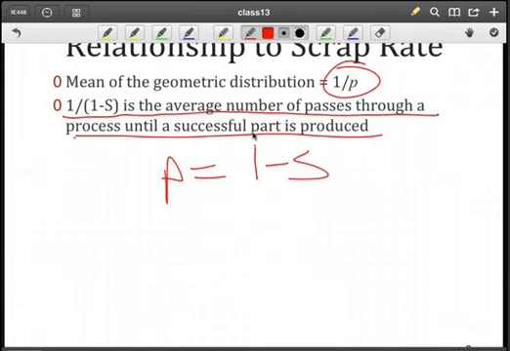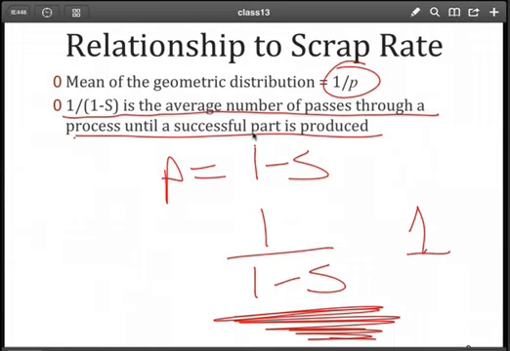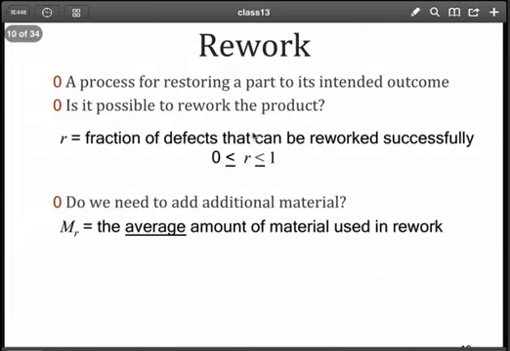So again, the meaning of 1 over 1 minus S is very important to your manufacturing system. It tells you essentially how many times you're going to have to produce a part until you get one good part. And we'll be seeing that through the rest of this semester.